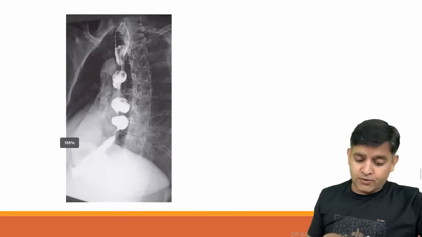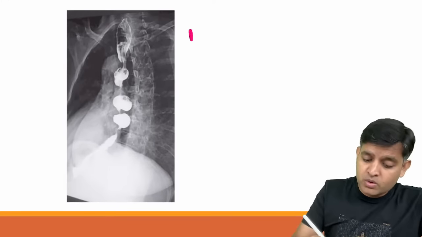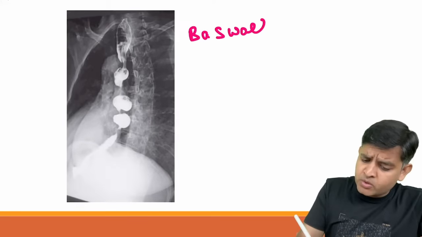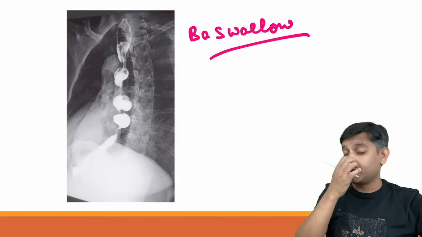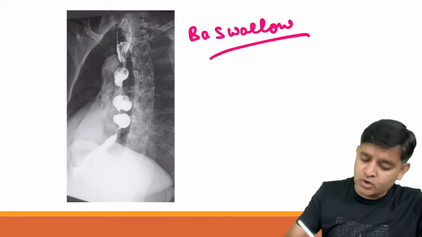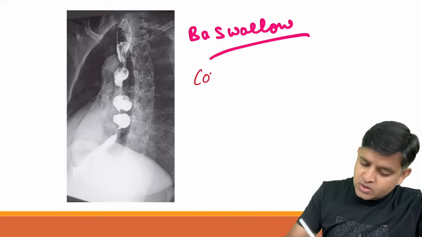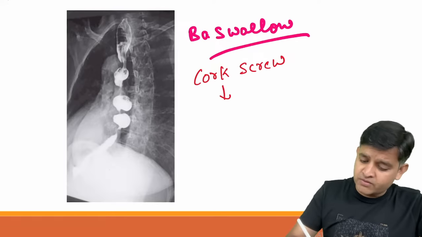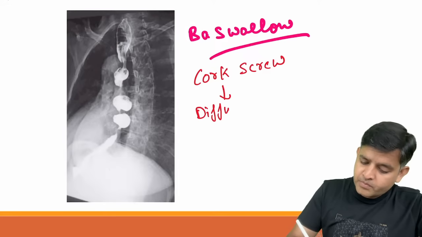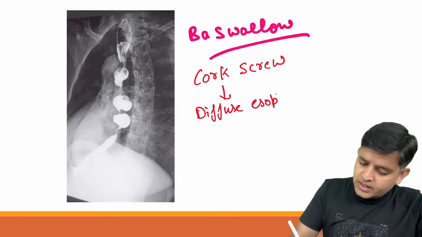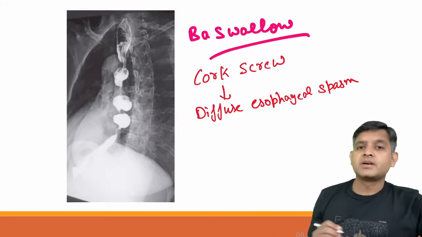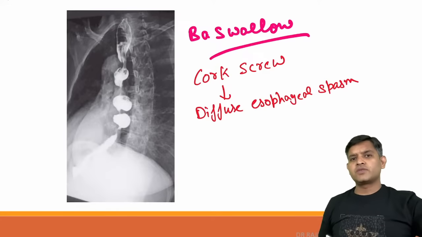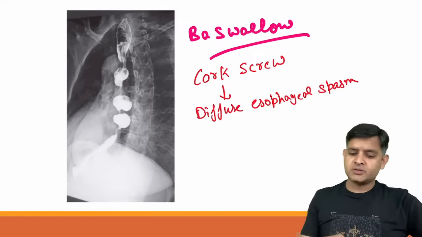If you see this in barium swallow, you will tell me in a second, even with your eyes closed you will know. What do you call this? This is called corkscrew esophagus, which is a feature of diffuse esophageal spasm. Corkscrew esophagus is a feature of diffuse esophageal spasm.